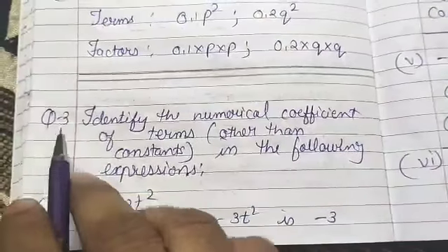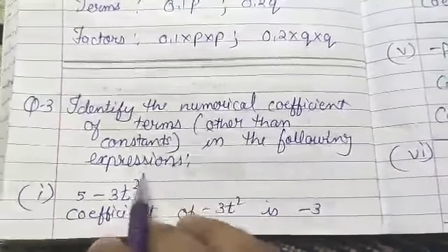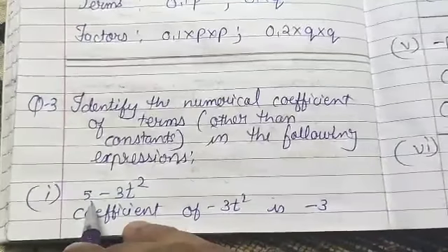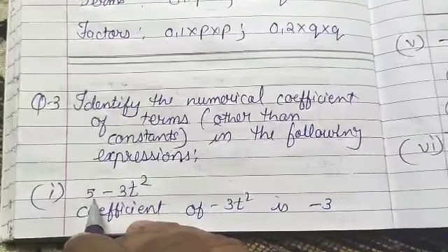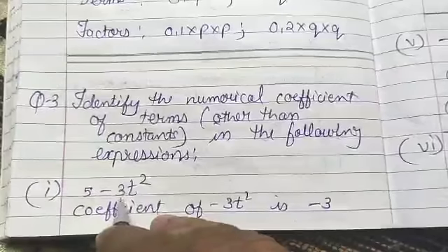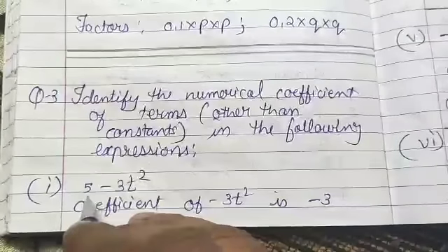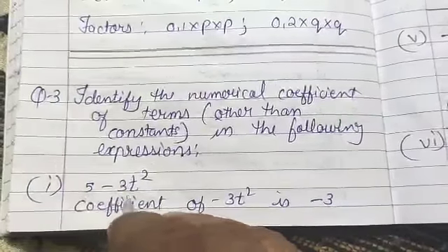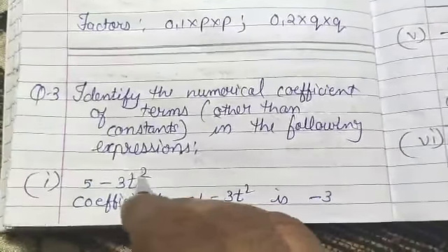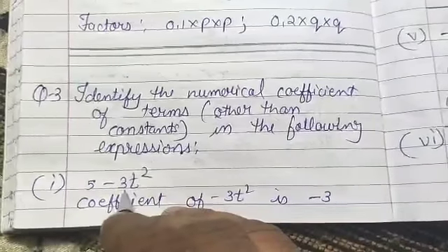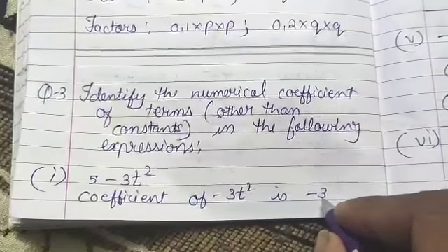Let us start question number 3. Identify the numerical coefficient of the term other than constant in the following expression. Now dear student, here the constant term means the term having no variable. Now other than constant, we have to find the value of a coefficient. See the first one is 5 minus 3t square. Here you have to ignore this 5, it is a constant term, and you have to find the coefficient of the other term, that is negative 3t square. What is the coefficient of negative 3t square? The numerical coefficient is negative 3.